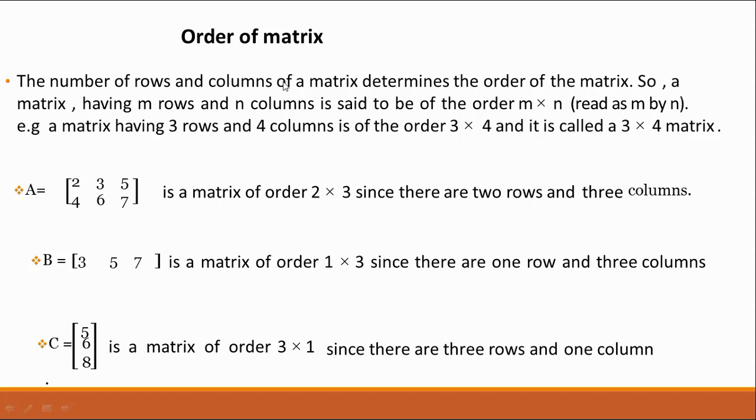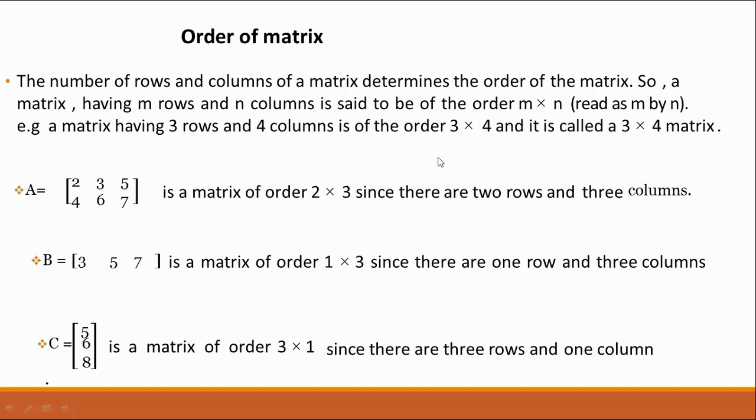Now, what is the order of a matrix? The number of rows and columns of a matrix determines the order of the matrix. So a matrix having m rows and n columns is said to be of the order m by n. Read as m by n.